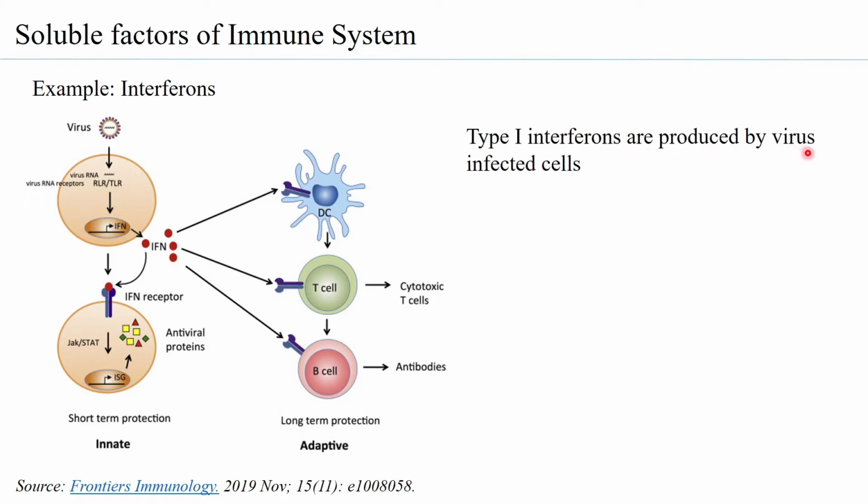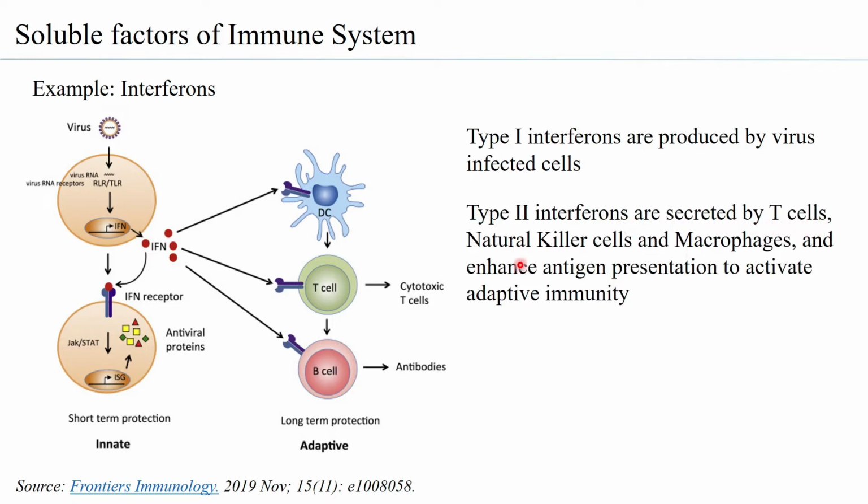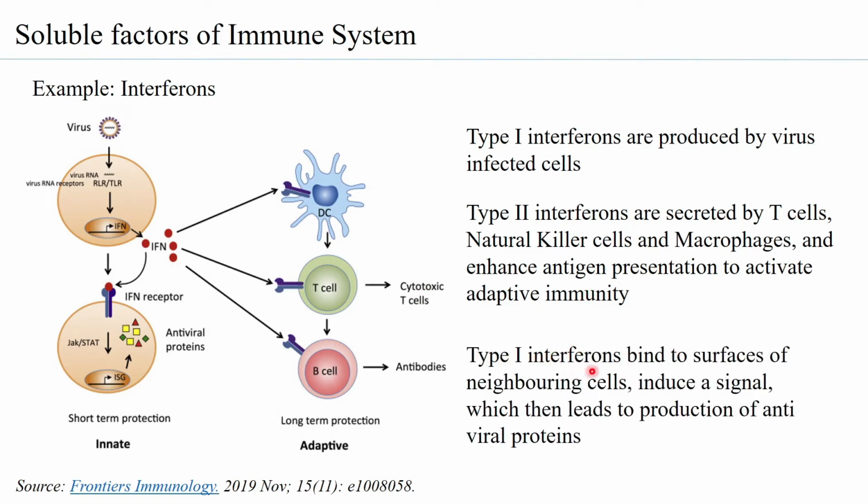Type 1 interferons are produced by virus infected cells. Type 2 interferons are secreted by T cells, natural killer cells, and macrophages, and enhance antigen presentation to activate adaptive immunity. Type 1 interferons bind to surfaces of neighboring cells, inducing a signal which then leads to production of antiviral proteins. So this is just reiterating that in innate immunity, you have short-term protection because of the production of the antiviral proteins in response to the interferon produced by the virus-infected cells.